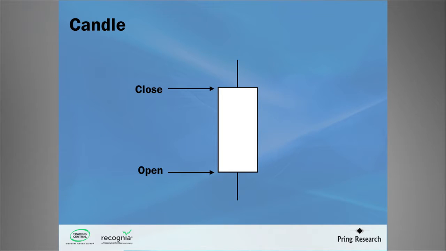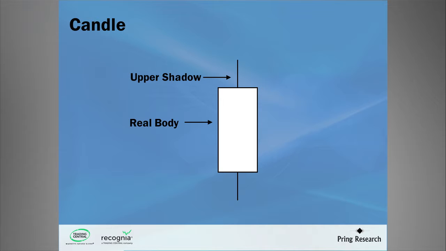So here's the open and close which forms the real body. But what of the high or low? These are represented by thin lines which appear above and below the real body, and they're known as shadows. The line above the real body is the upper shadow, and the one below it, the lower shadow or lower wick.